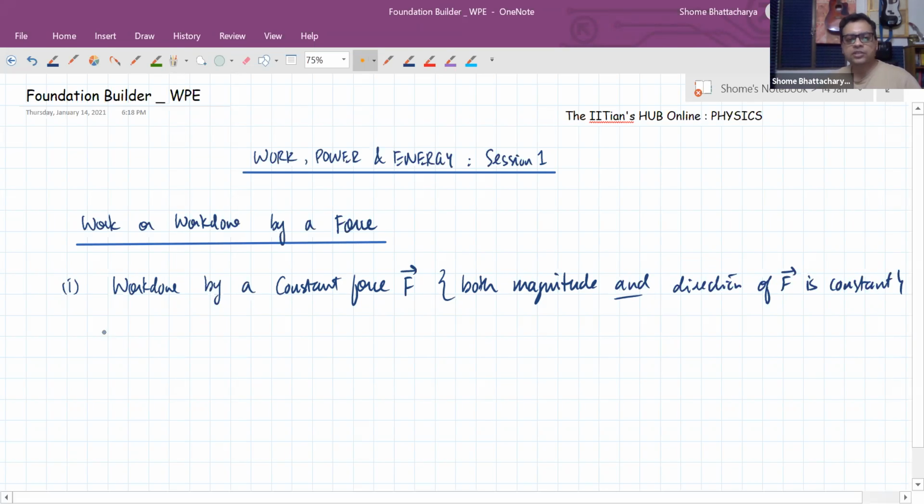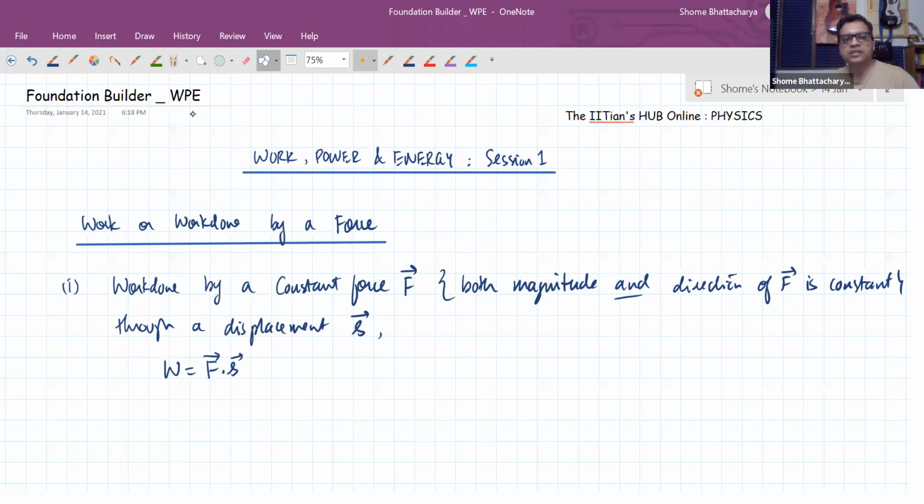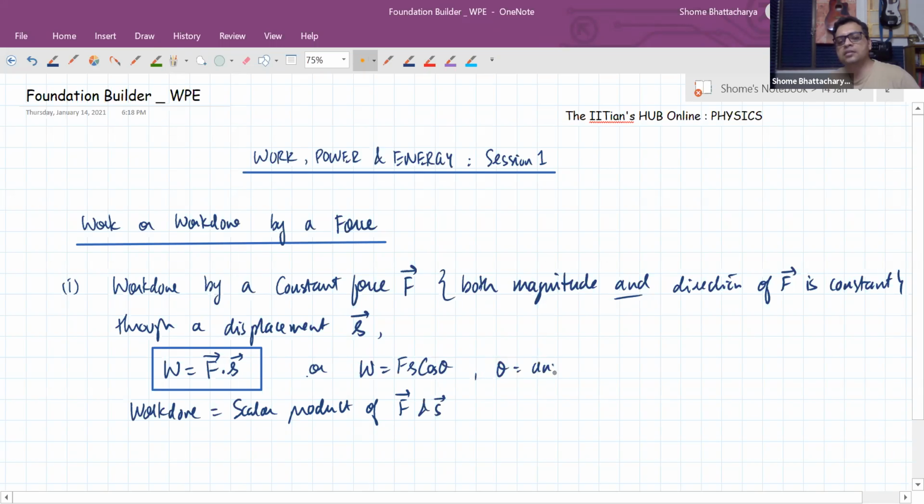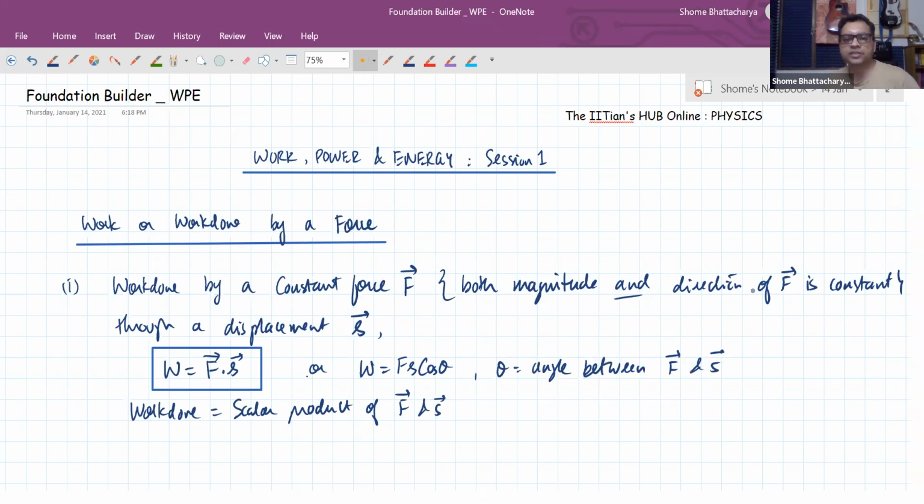Okay, so work done by a constant force through a displacement S. Let's see how we define this. This is defined in one single formula as far as the mathematical definition is concerned. It's just the dot product or the scalar product of force with displacement. So work done equals the scalar product of force and displacement. We can also write it as W = Fs cos theta, where theta is the angle between the force vector and the displacement vector. Okay, so you can start by noting down this definition.